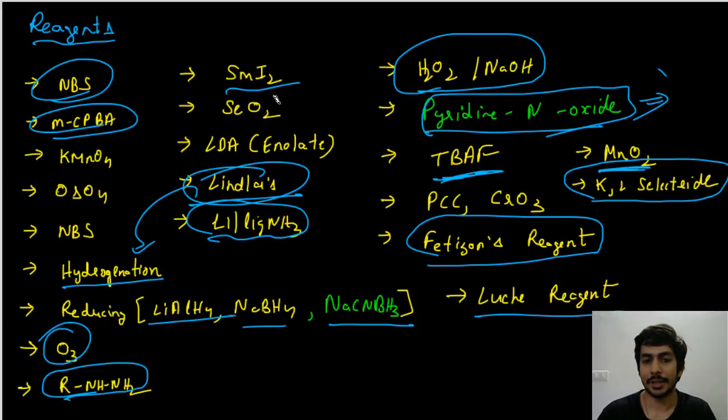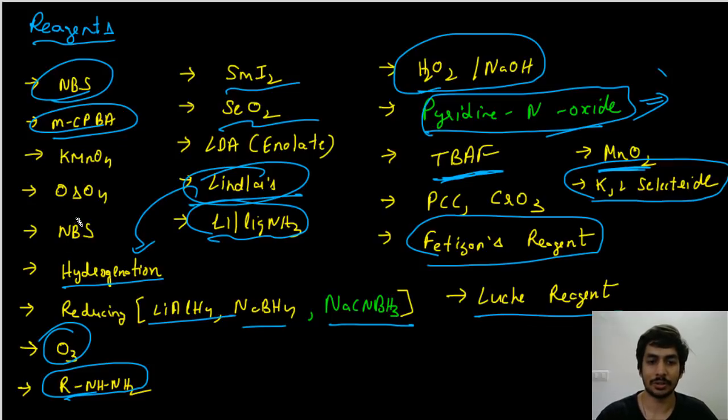Then samarium iodide, selenium dioxide, right? Then we have LDA. Basically, whenever LDA is given to you, in general, you would see the question is based on enolate chemistry. LDA as such is not a very important reagent, but it is very important to generate an enolate, and that is where the trick will come. Once the enolate is generated, you need to know about the enolate, right? What kind of enolate is generated, whether it's an E enolate or a Z enolate, and that's how you are going to do the question, right?